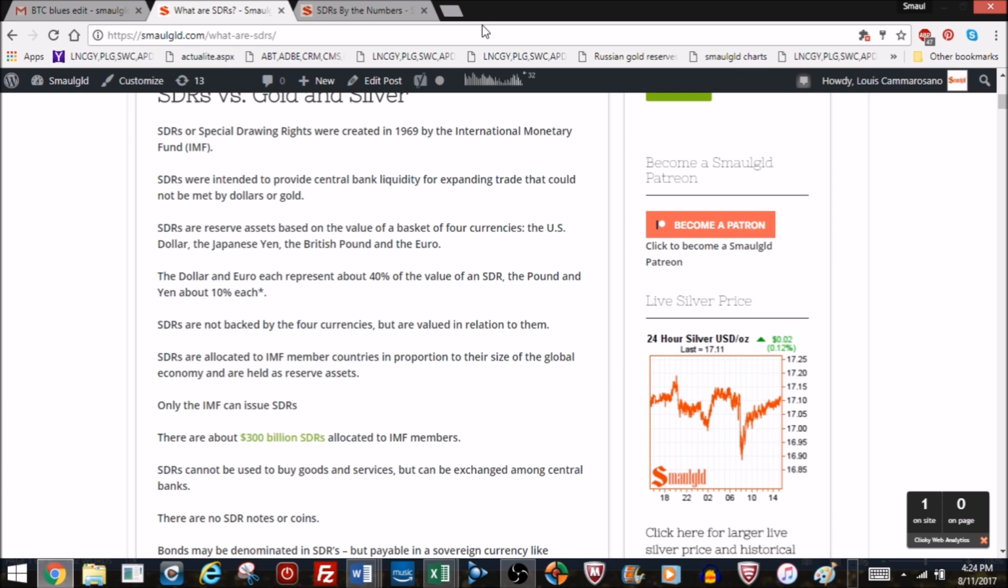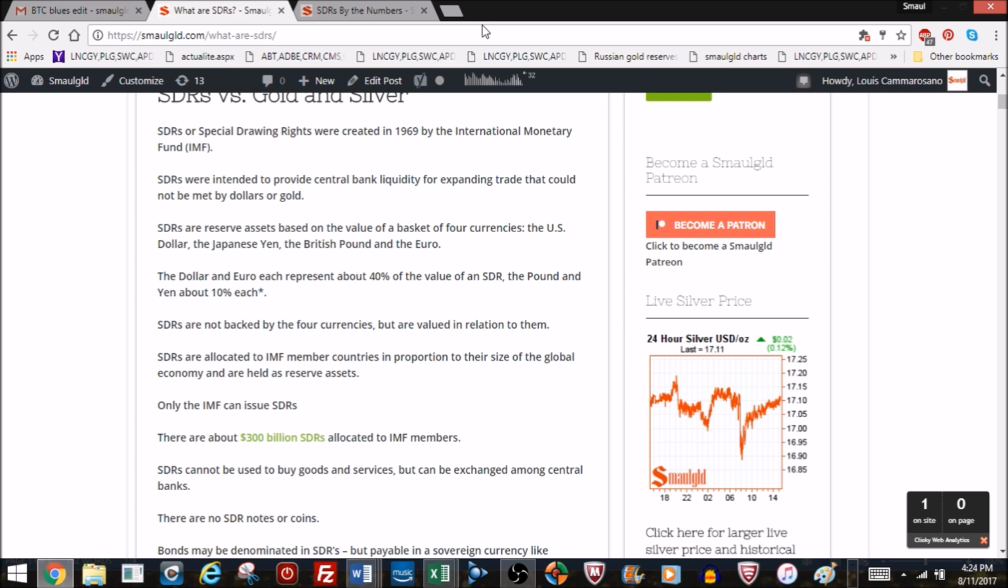The dollar and the euro were about 40% each of the basket, and the pound and the yen were at about 10% each. This is prior to China joining late last year, at the end of October 2016.